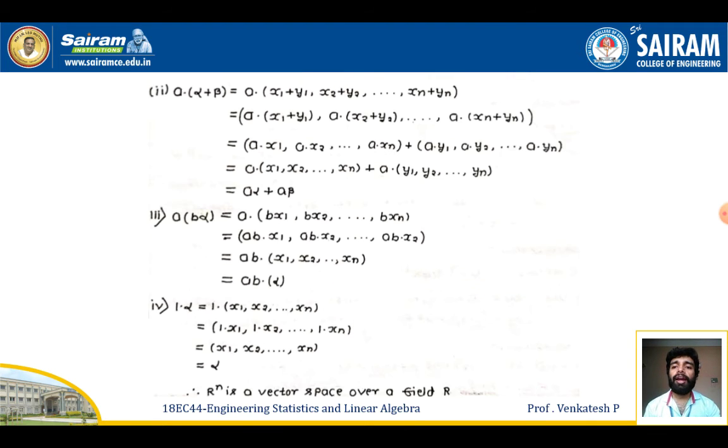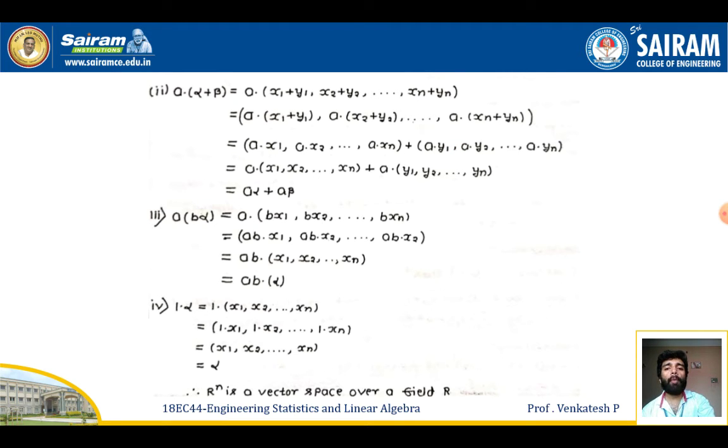So next one is a into (α plus β). Here I'm adding two vectors and multiplying that sum with one scalar a. So a·(x1 plus y1, x2 plus y2, etc., xn plus yn). If I take the scalar inside, I'll be getting a·(x1 plus y1), a·(x2 plus y2), a·(xn plus yn). If I simplify this, I'll be getting a·x1, a·x2, etc., a·xn plus a·y1, a·y2, etc., a·yn.